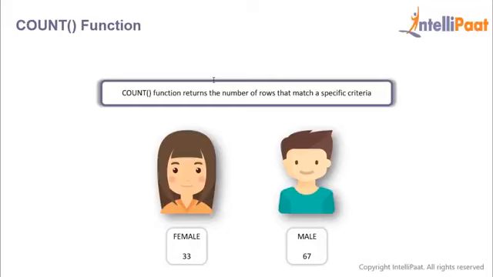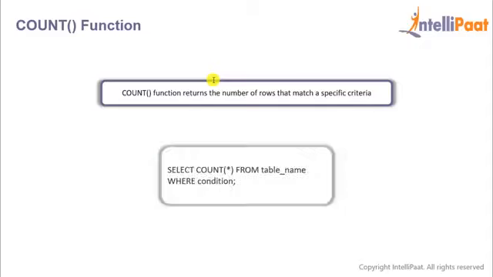Then there's the count function. The count function returns the number of rows that matches specified criteria. That is, if we wanted to find out the number of male and female employees in a company, then we can use the count function. Let's look at the syntax. After the select keyword, you will use the count function and give an asterisk inside the parenthesis. Then you will give the table name, and finally you will use the where clause to give the condition.